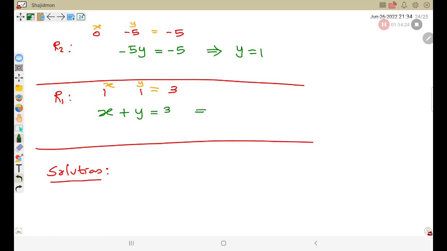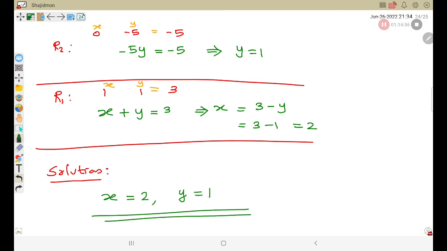So from here y equals 3 minus x. 3 minus x, that means 3 minus 1, that means 2. So what are the solutions? X equal to, sorry, here we need the x number, not y. X equal to 3 minus y. So 3 minus y, with y equal 1, is 2. So x equal to 2 and y equals 1.